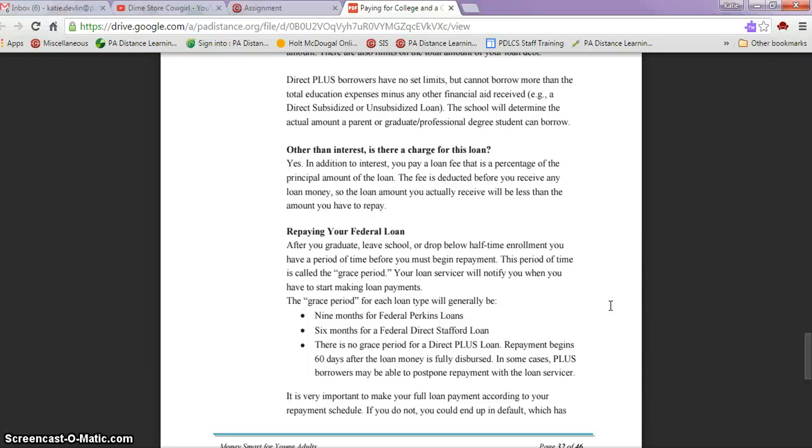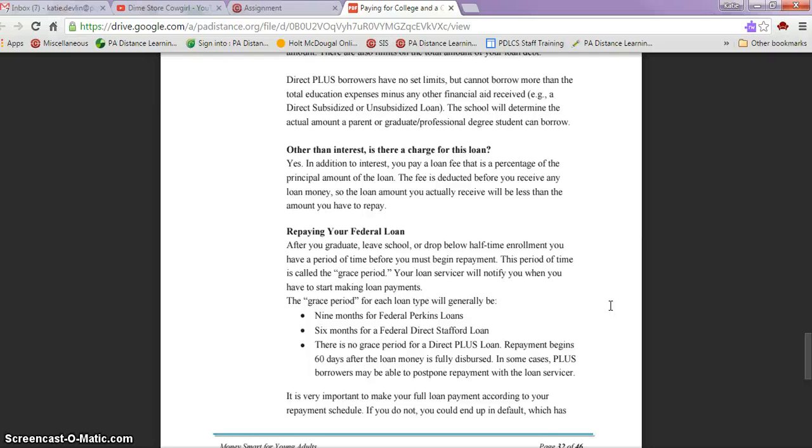The grace period for each loan type will be 9 months for federal Perkins, 6 months for federal direct Stafford. There is no grace period for a federal direct PLUS loan. Repayment begins 60 days after the loan money is fully disbursed. In some cases, PLUS borrowers may be able to postpone repayment with the loan servicer.